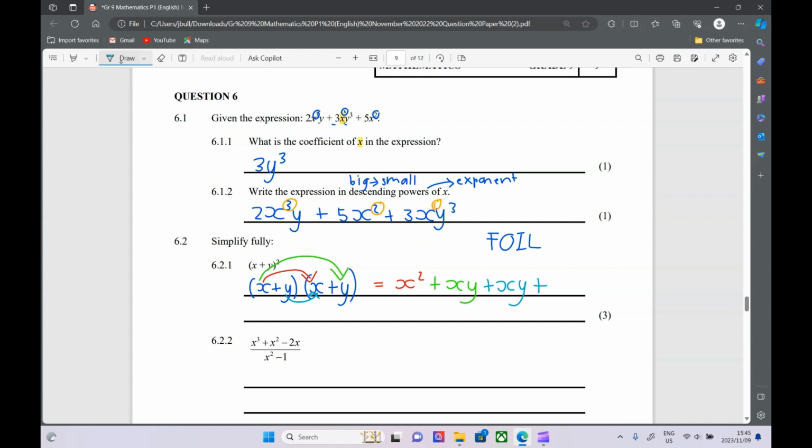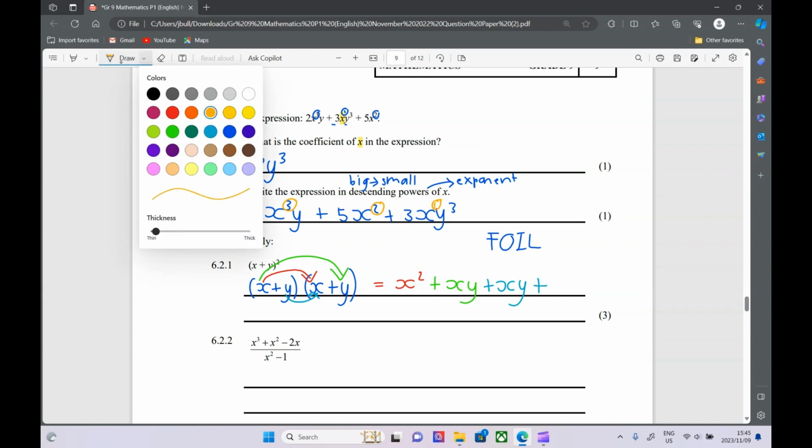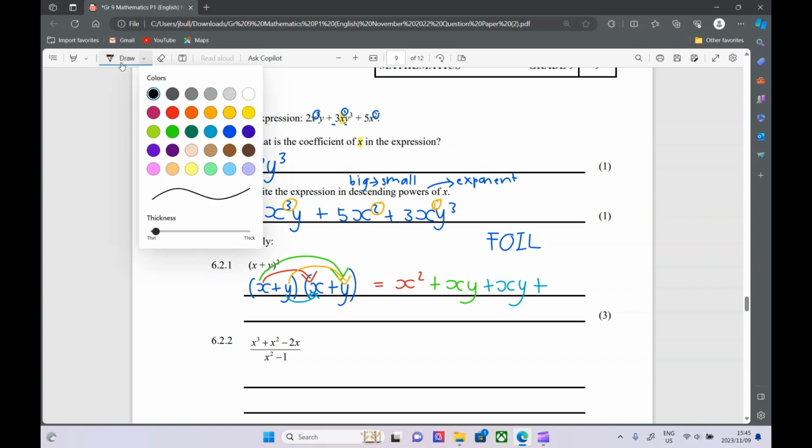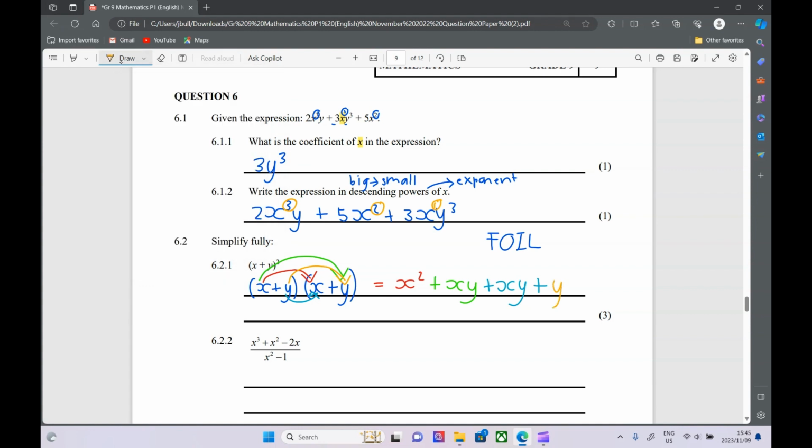And then lastly, the L stands for last term. So this last and that last. y times y is y squared. Sometimes the FOIL can be a bit confusing. Basically, what you have to remember is you have to multiply every single thing in the brackets by everything else. We get to this point. It's getting a little bit more simplified, but we can take it one step further.